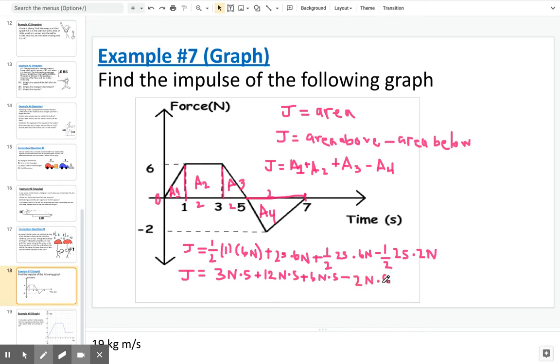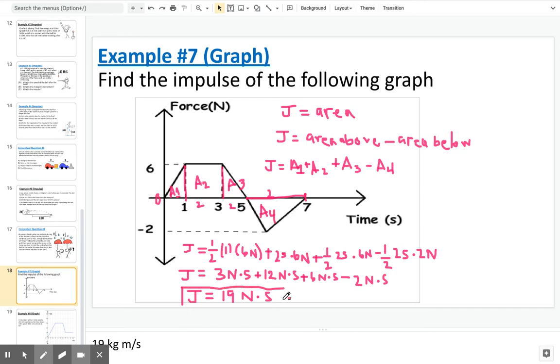And now we just simplify to find the impulse. 3 plus 12, I get 15. 15 plus 6, I get 21. And then 21 minus 2, I'm going to get 19. So my impulse here is 19 Newton seconds.